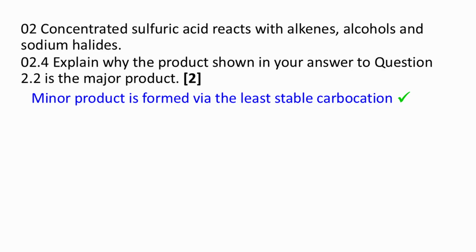To explain why the product shown in your answer is the major product, we would have to say that the minor product is formed via the least stable carbocation. You could also say that the major product is formed via the most stable carbocation. That gets the first mark.